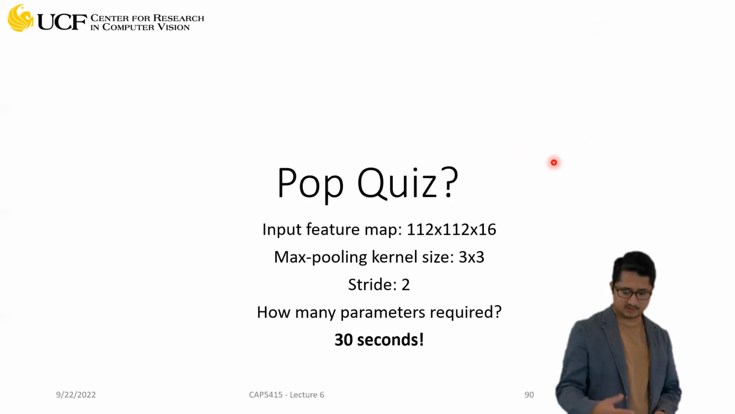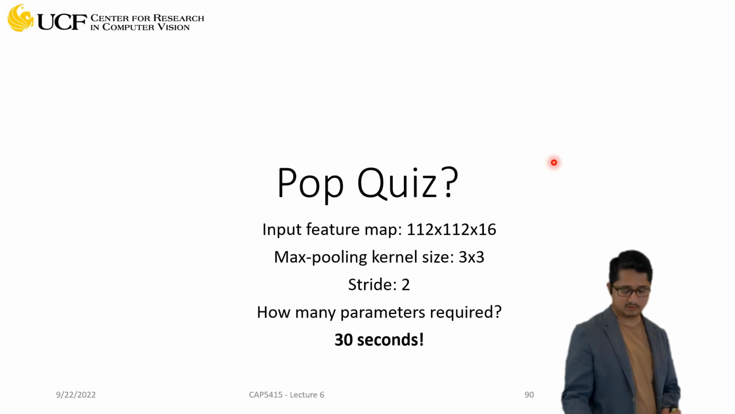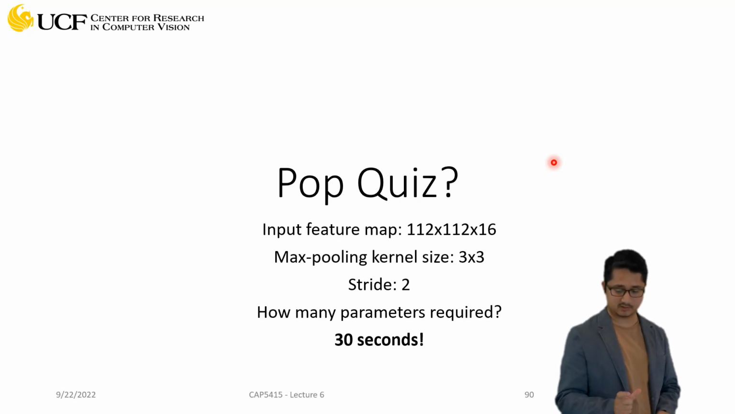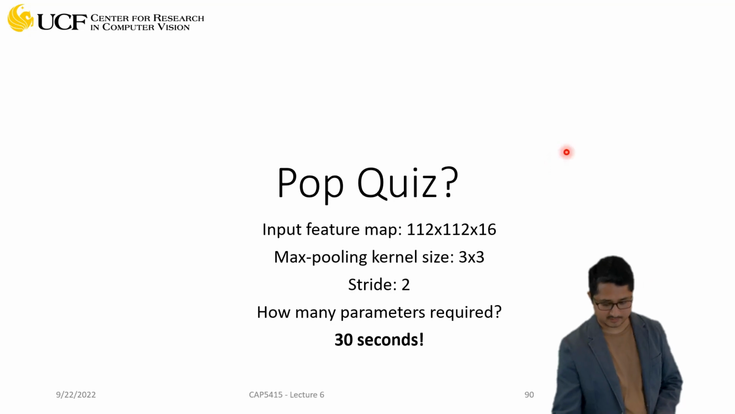The question is, you have an input feature map. The shape is 112 by 112, and the depth is 16. In this case, we are trying to do a max pooling operation where the kernel size is 3 cross 3, and then you have a stride of 2. So the question is, how many parameters will be required for this max pooling operation? You will have 1 minute.